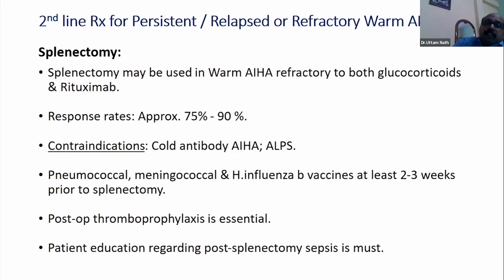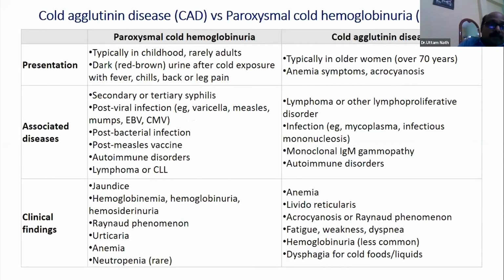Regarding splenectomy, we have already discussed the current status of splenectomy. After failure of glucocorticoids, rituximab, and at least 1 or 2 different immunosuppressive second line drugs, response rates are 75 to 90%. It usually doesn't work in cold antibody AIHA, and also it is contraindicated in ALPS. As we know, vaccinations and post-op thromboprophylaxis, patient education regarding risk of sepsis are must for consideration of splenectomy.